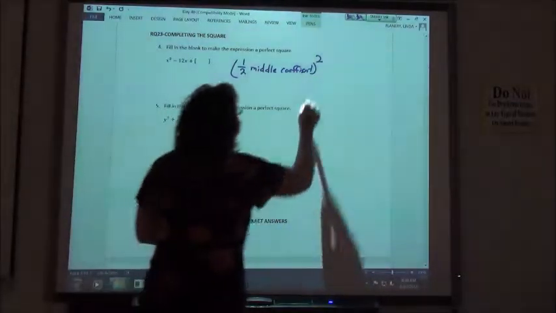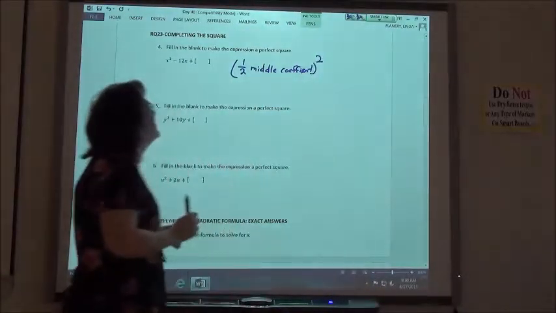My E doesn't look very good here. Coefficient. Still doesn't want to write.